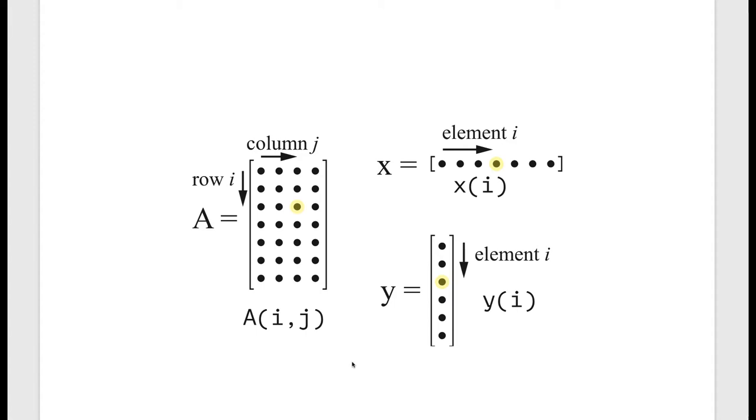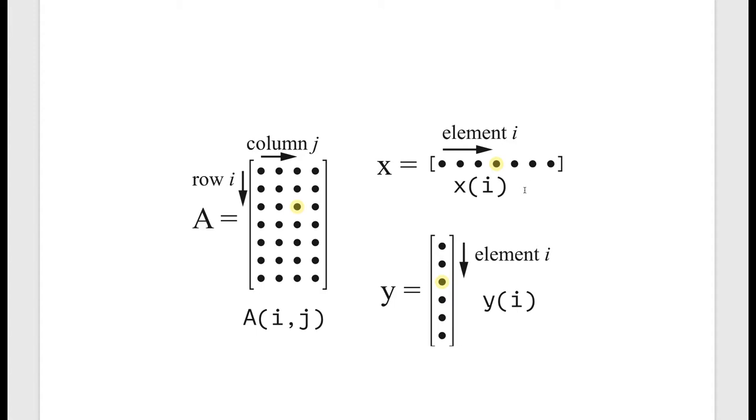So the matrix A here has some number of rows and columns. The element in row I, column J, is referred to in MATLAB notation with this parentheses notation. A parentheses I, comma J means give me the one element in row I, column J. Matrices have two dimensions, vectors have one. So a vector index is a single number or value inside the parentheses.